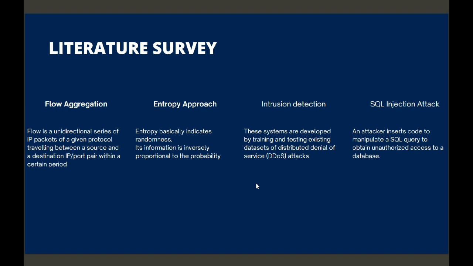Then we have the entropy approach. Entropy basically indicates randomness. Its information is inversely proportional to the probability. Then we have intrusion detection. These systems are developed by training and testing on existing datasets of distributed denial of service attacks.